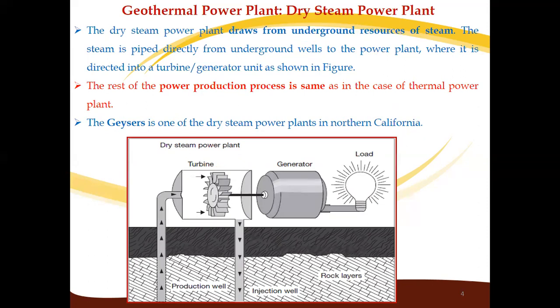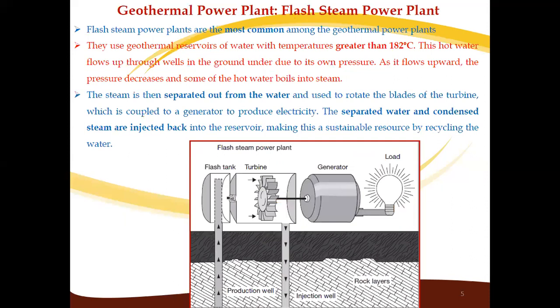The second power plant based on geothermal energy is the flash steam power plant. It is the same process as dry steam, the only difference is that there is flash steam. Now what is meant by flash steam? Flash steam power plants are the most commonly used geothermal power plants, because the geothermal reservoir of water has a temperature greater than 182 degrees Celsius. This hot water flows through the wells in the ground due to its own pressure, and it flows upward.